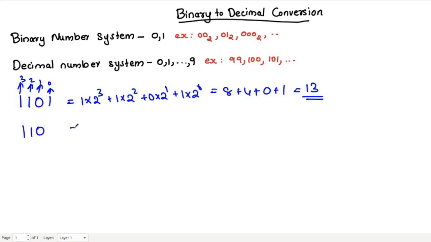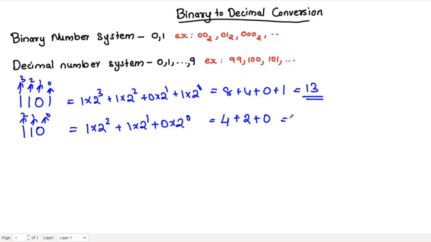Next example is 110. Here we have only 3 bits. Again writing the indices starting from the right, 0, 1 and 2. Then for conversion we write from the left, 1 into 2 raised to 2 plus 1 into 2 raised to 1 plus 0 into 2 raised to 0, which is equal to 4 plus 2 plus 0, which is equal to 6.